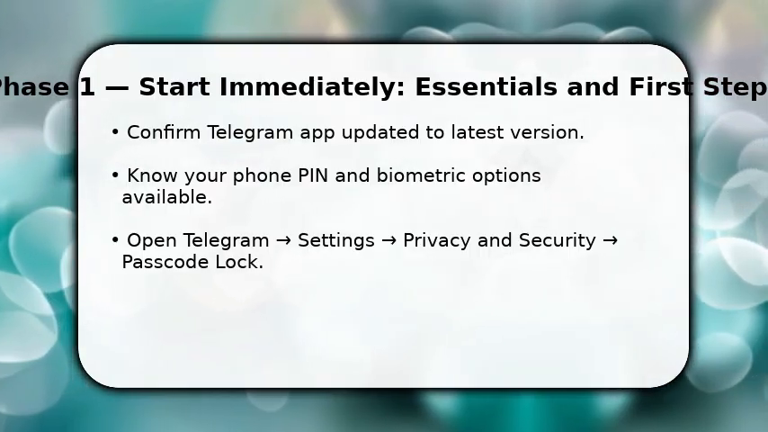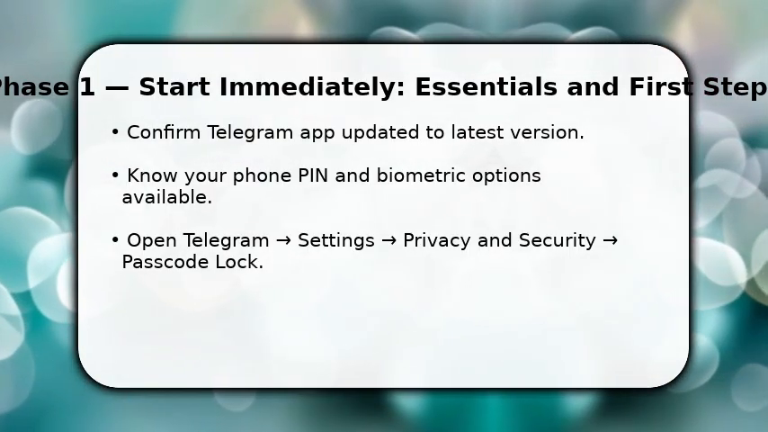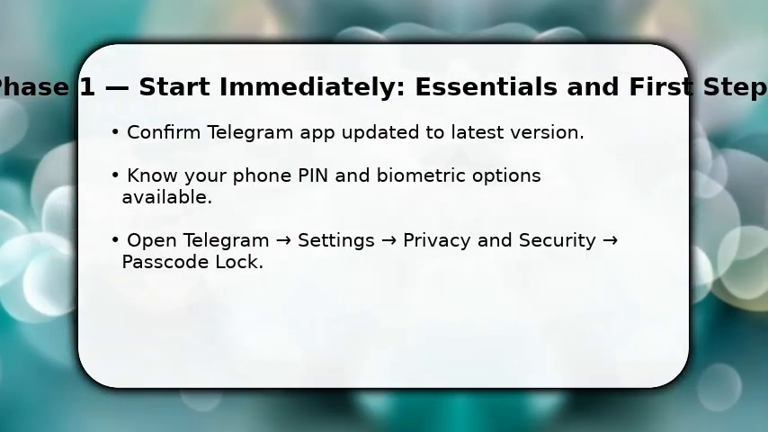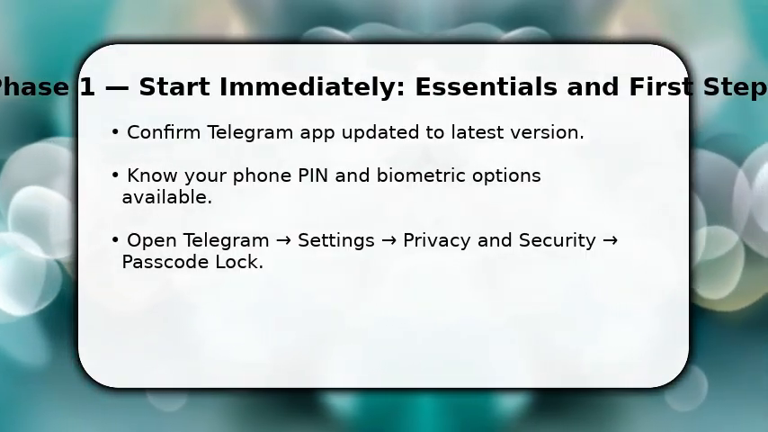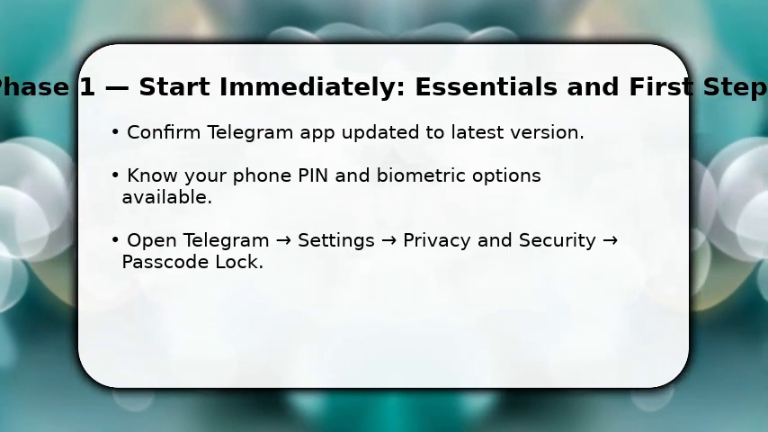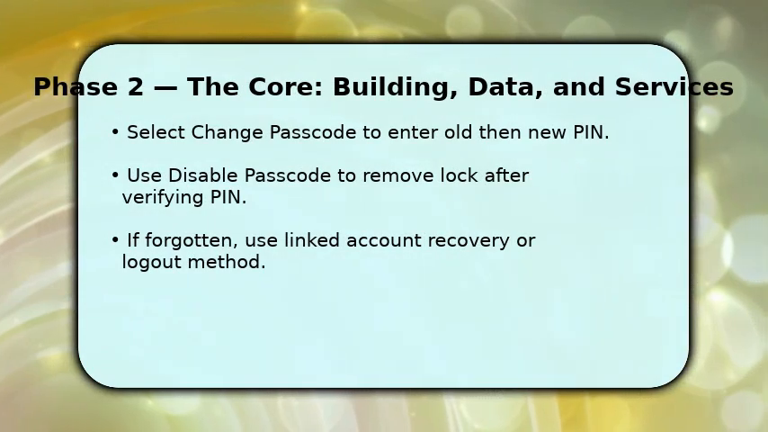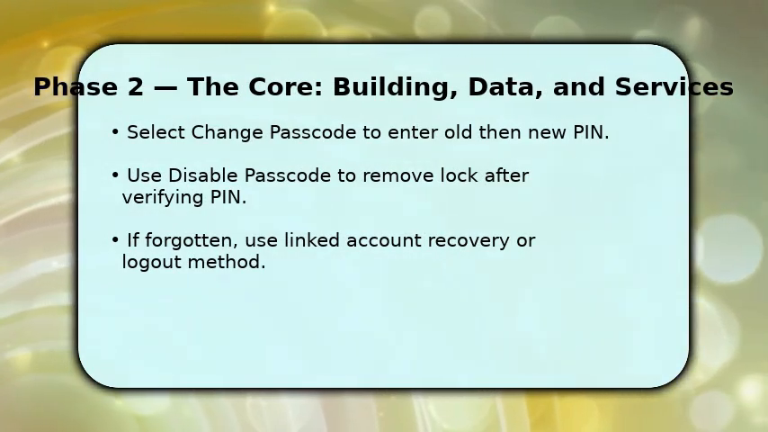Make sure your device biometrics are active in system settings. Otherwise, Telegram won't offer that option. This step primes the app for changing or removing the lock. Once you're inside Passcode Lock, decide Change, Disable, or Reset.